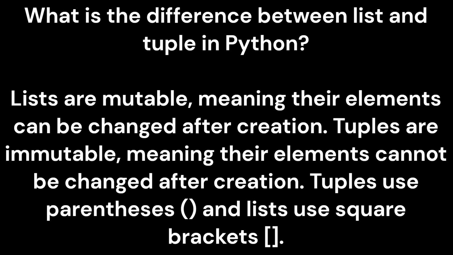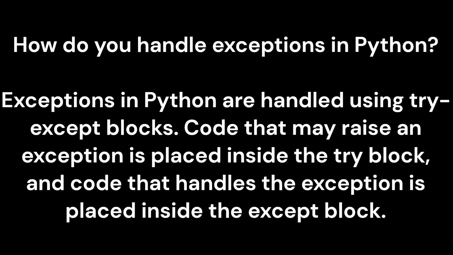What is the difference between list and tuple in Python? Lists are mutable, meaning their elements can be changed after creation. Tuples are immutable, meaning their elements cannot be changed after creation. Tuples use parentheses, and lists use square brackets. How do you handle exceptions in Python?